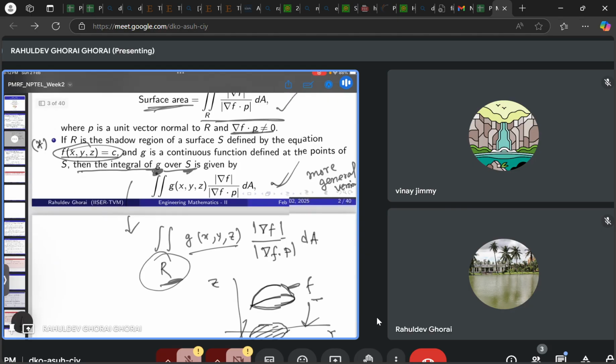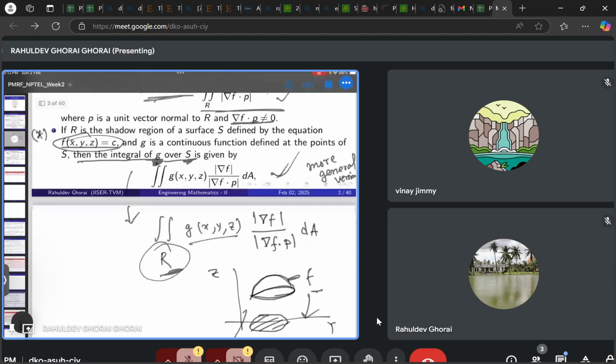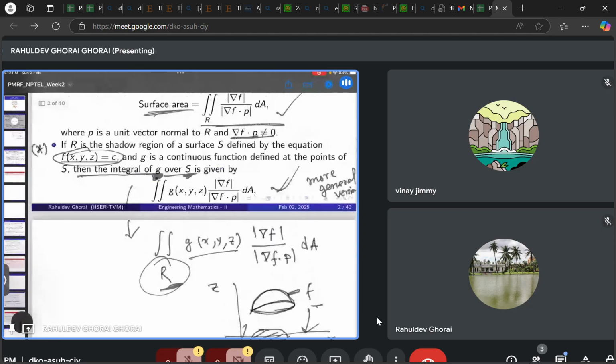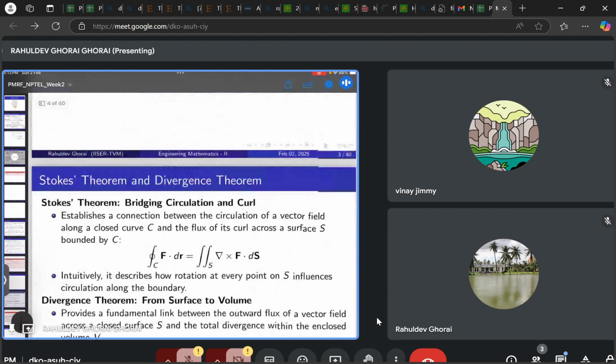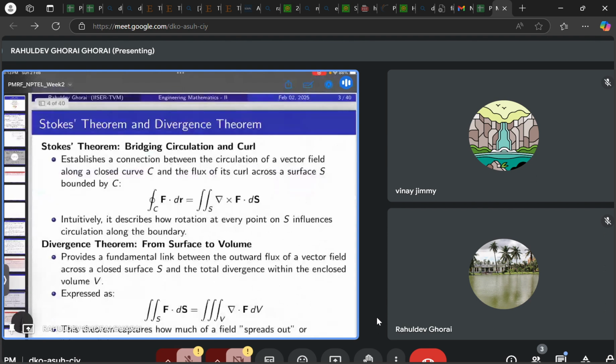You take the shadow region. I mean, you take the projection on the plane, and then you find out the integration. We will see how these are. We will be calculating how we can calculate those.